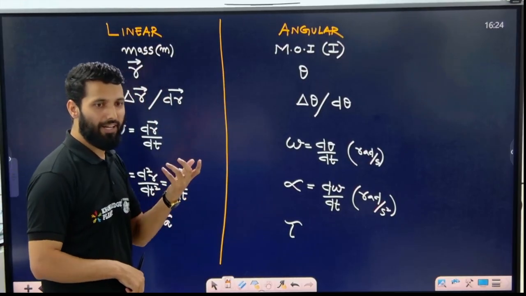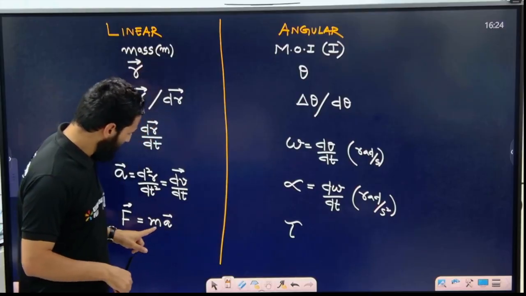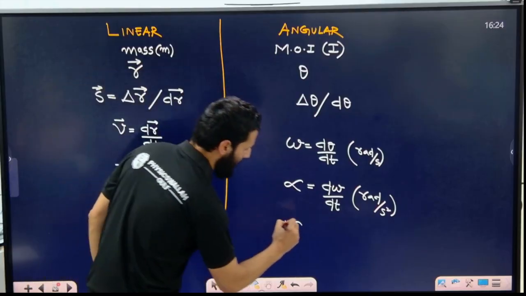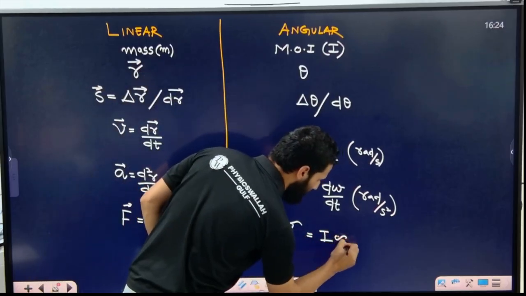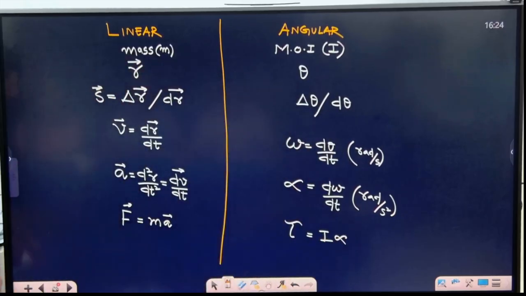For a rigid body, I will write it in terms of moment of inertia. What should I write in place of m? I should write I. In place of a, I should write alpha. So I into alpha is my torque. Understood? Is it clear?